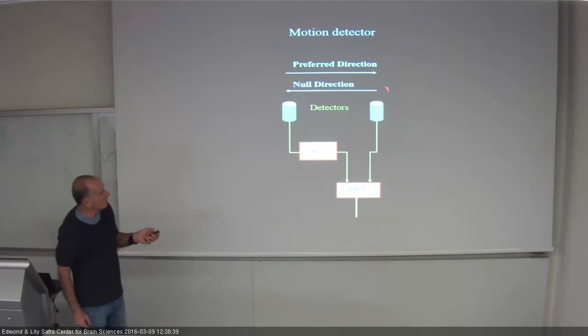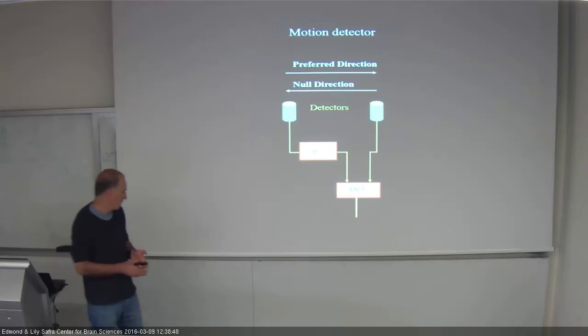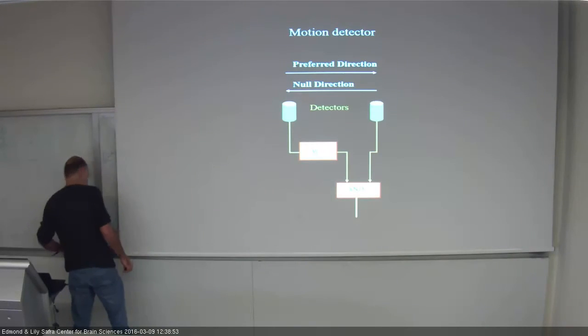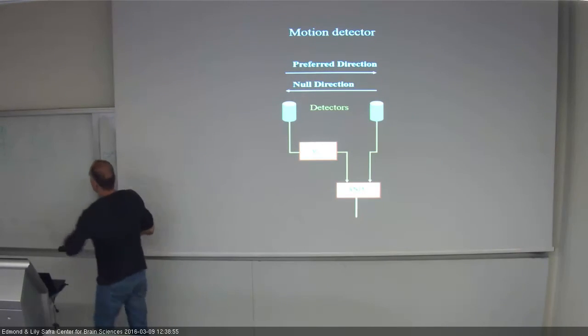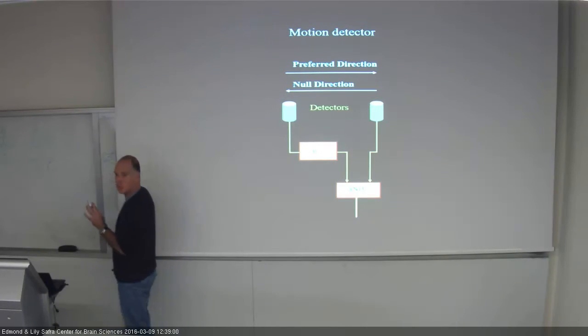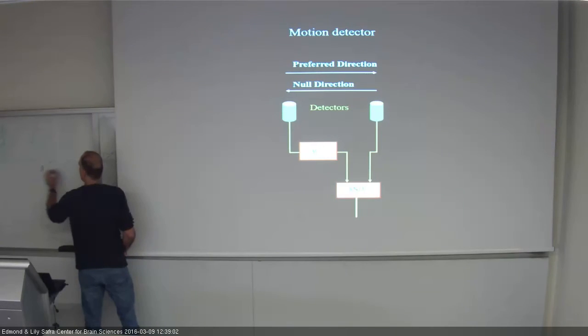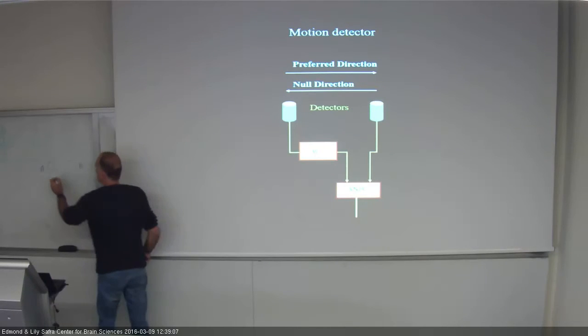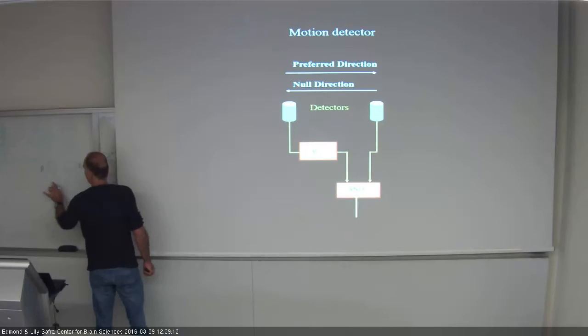The idea is that you want the cell to be selective to a specific direction. So what you need is some cell, this one here, which you can think of as doing a summation. So you have cell A, cell B, and I'm drawing the receptive fields of cell A and cell B. There's some difference between the two, and this is the receptive field of these two.